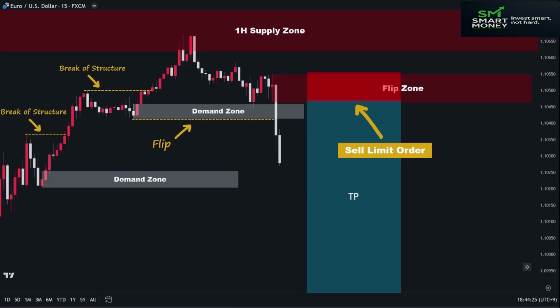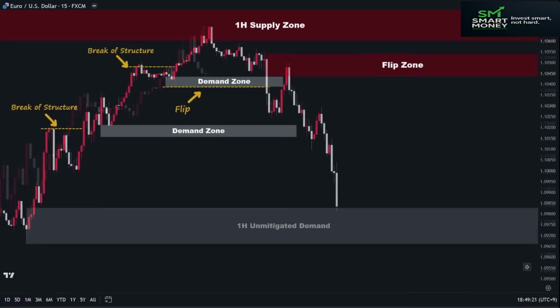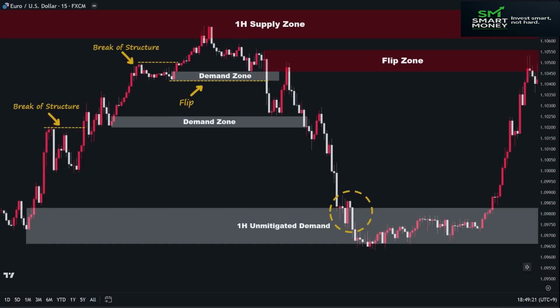Now that we have placed our sell limit order, let's see how the market reacts and see if our trade setup plays out successfully. As the trade unfolds, we can see that the price starts to move downward after our sell limit order is triggered. Eventually, the price reaches our predetermined take-profit target. This trade has provided a favorable reward-to-risk ratio, showcasing a successful outcome.